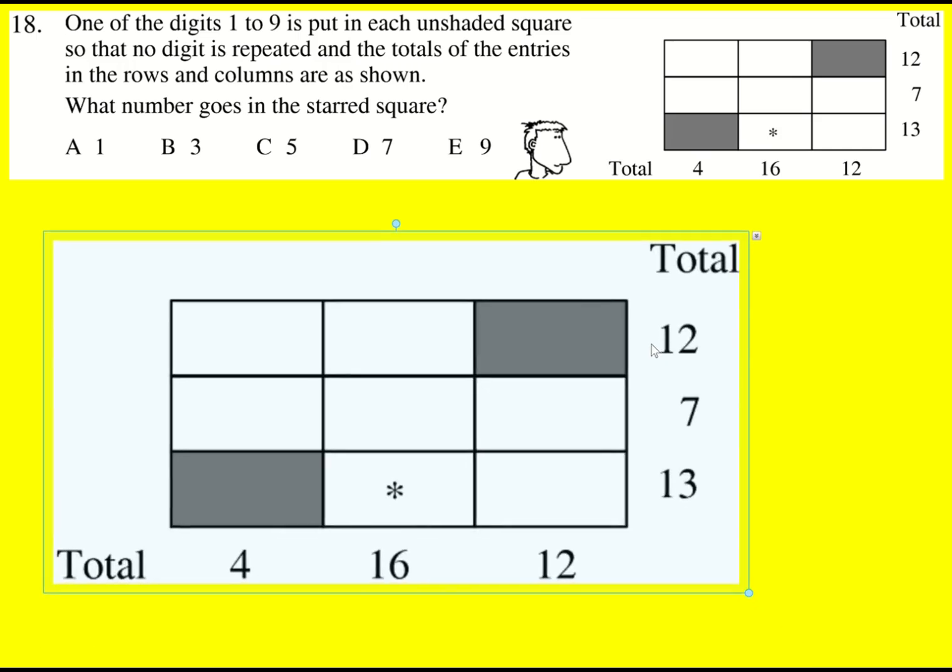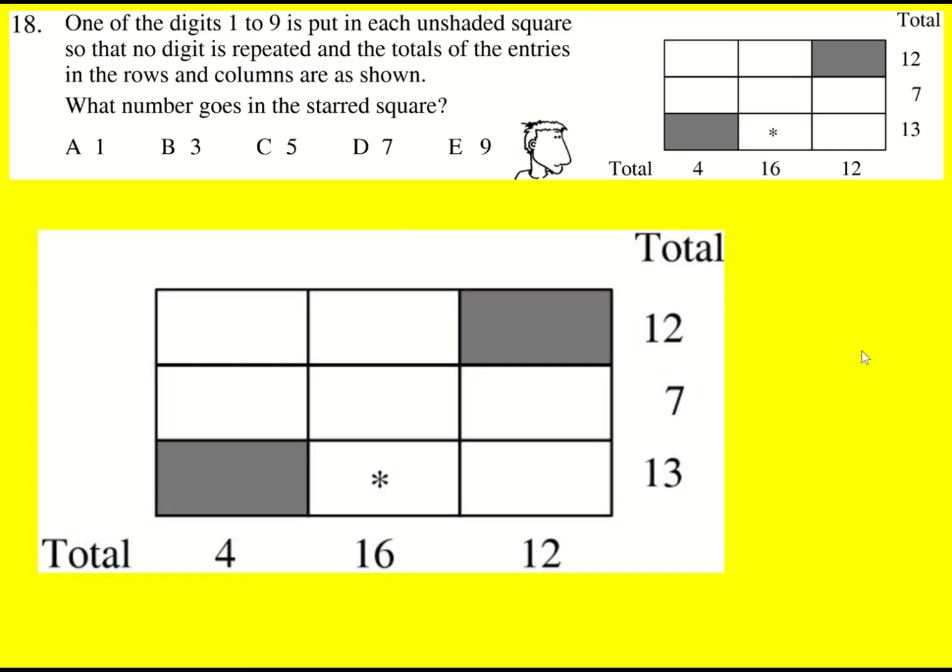Let's use logical deduction to fill in this grid. So we have to use the numbers from 1 to 9, although note there's only 7 spaces, so we're not going to use all of them, to get the totals shown along the rows and columns.